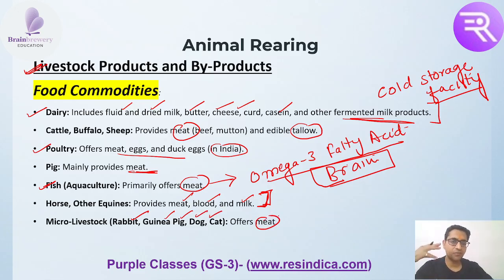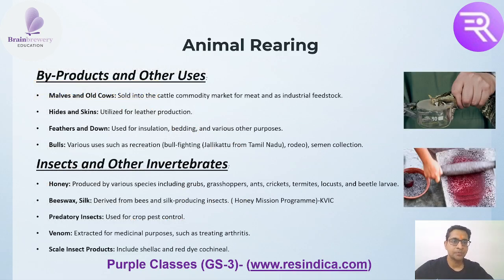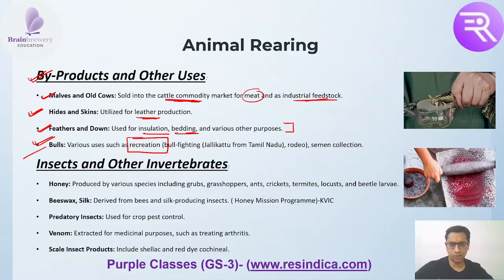This is what we wanted you to understand, the importance of what all types of things are being provided. Then byproducts and other uses: males and old cows are sold as cattle commodity. They offer meat, or are used as industrial feedstock. Skins and hides are utilized for leather production. Feathers are used for insulation material, bedding, and various other purposes. Bulls are normally used for recreation and also for draught purposes.